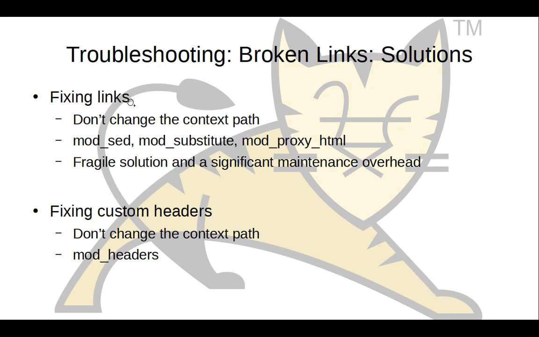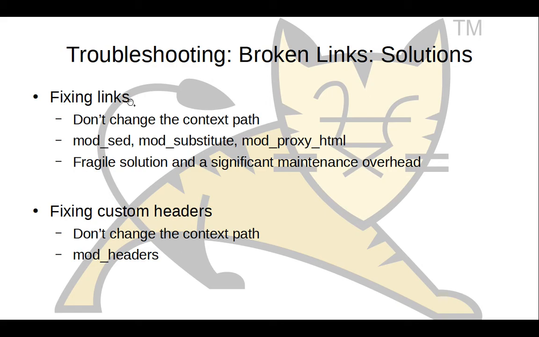For custom headers, again, I'll say it again, don't change the context path. But if you insist on doing it, then you've got mod_headers, which will let you edit the headers on the way in and on the way out. I really can't bang on enough about how much pain changing the context path creates. It really is the thing you desperately want to try and avoid when you're reverse proxying, if at all possible.